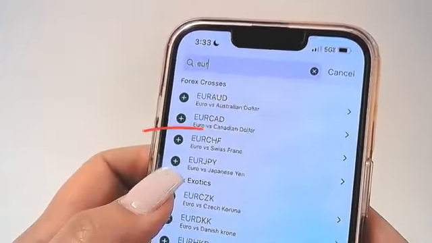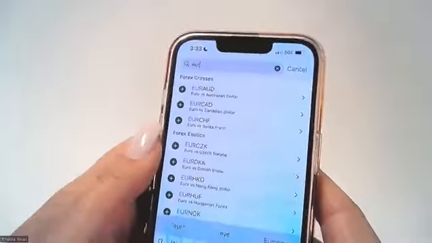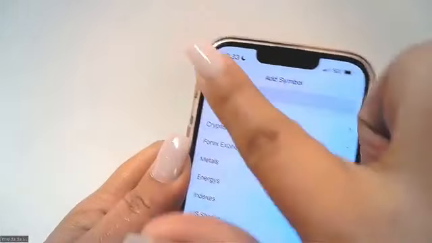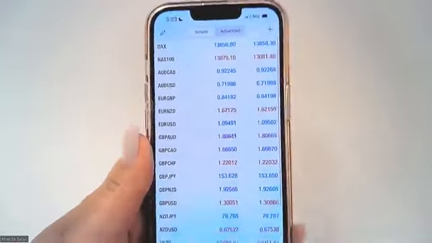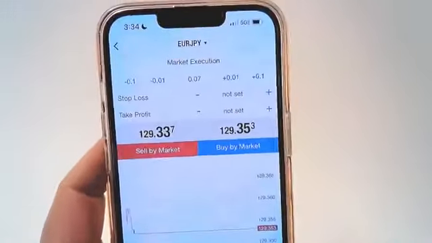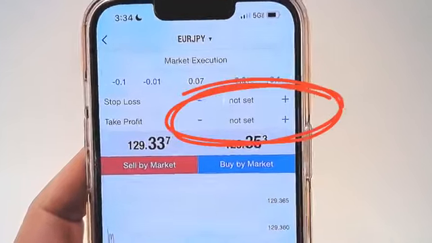And oh, there it is. So I'm going to go ahead and add it. And that will be back with my list of different currency pairs. And it'll be at the bottom. So then you click on that and you're going to click trade. So this is where you're going to input your stop loss and your take profit.